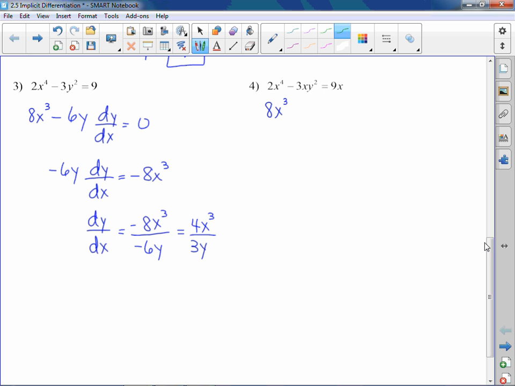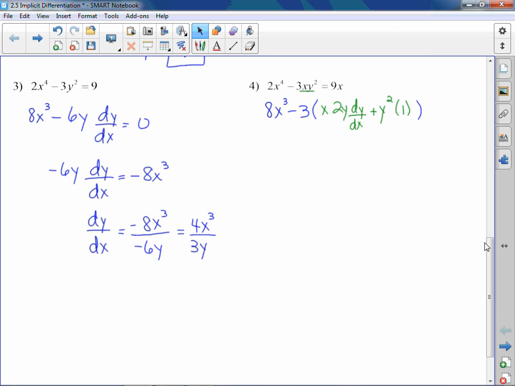Okay, now we have a product rule with the x and the y squared. So I'm going to leave this negative 3 out front. I'm going to open parentheses, and now I'm going to do a product rule. That's the first times the derivative of the second. The derivative of y squared is 2y, and then dy/dx, plus the second, which we leave as y squared, times the derivative of the first, which is just 1. And that equals the derivative of 9x, which is 9.